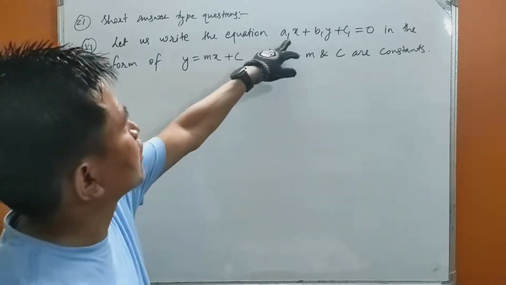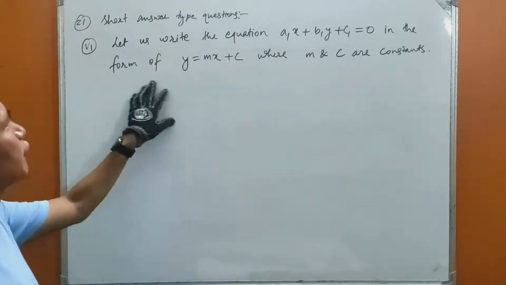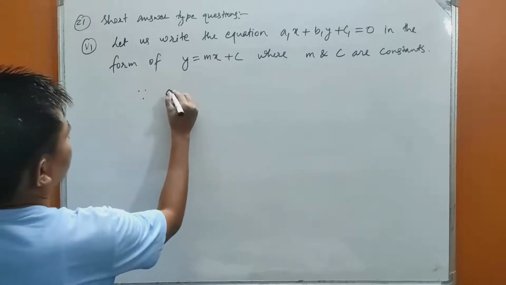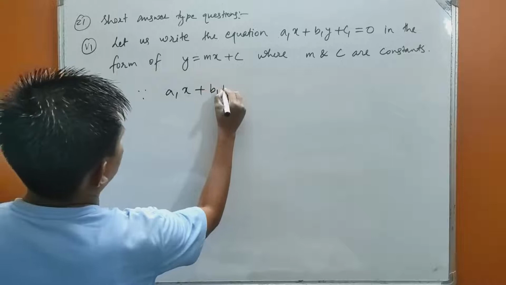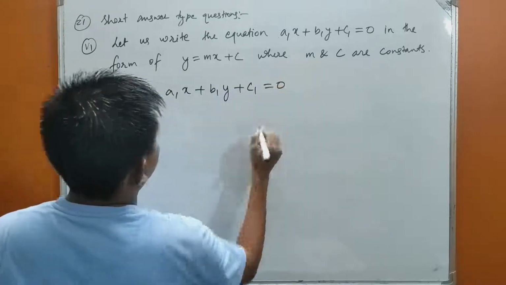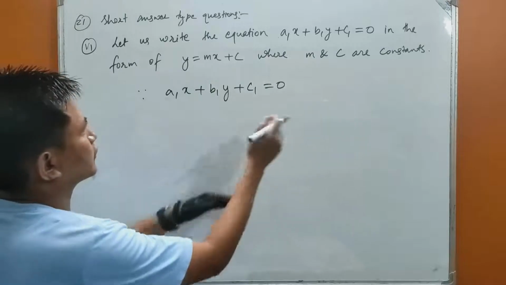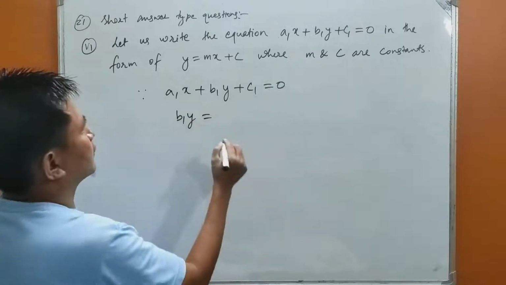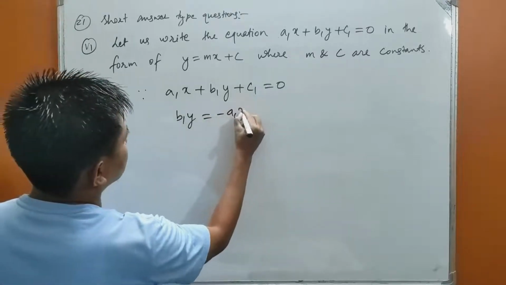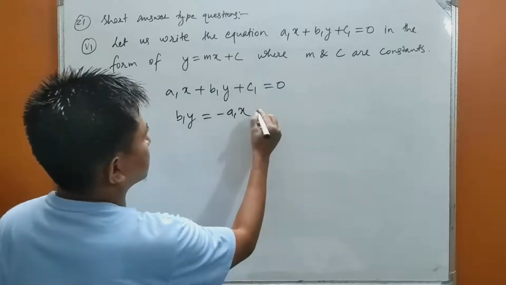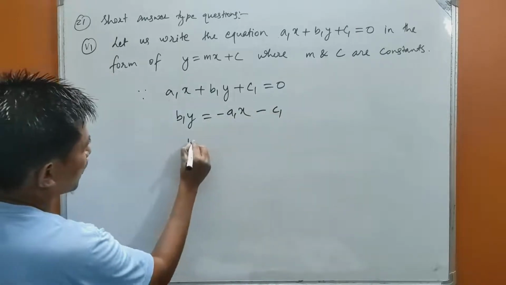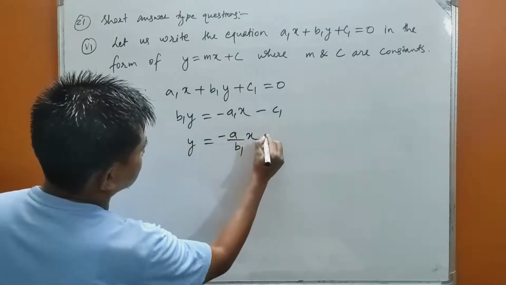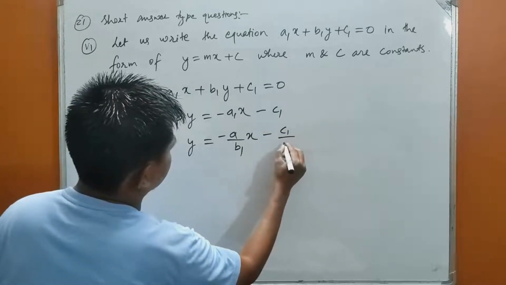Let us write the equation a1x plus b1y plus c1 equals 0 in the form of y equals mx plus c. Okay, this is very simple. Since a1x plus b1y plus c1 equals 0, we must write y on the left hand side and take everything to the right hand side. Okay, b1y equals, if you take a1x to the right hand side, it becomes minus a1x, and plus c1 becomes minus c1, isn't it? So y will be equal to minus a1 upon b1 x minus c1 upon b1, isn't it?